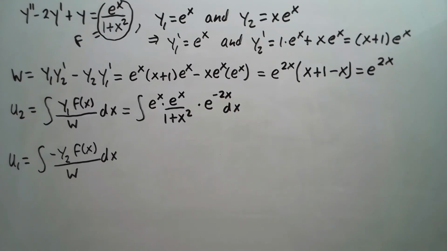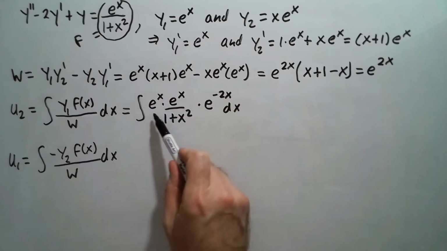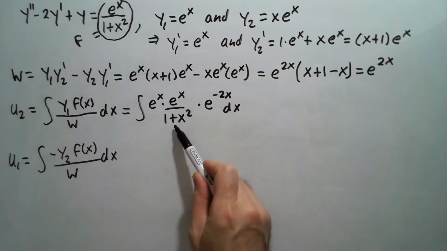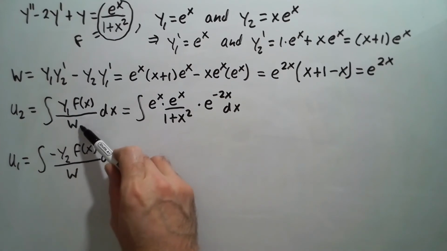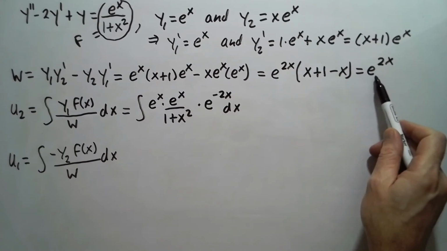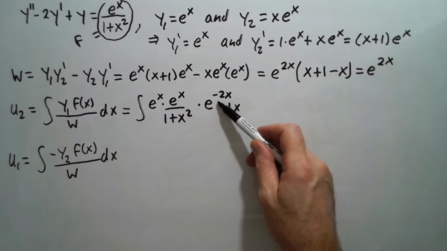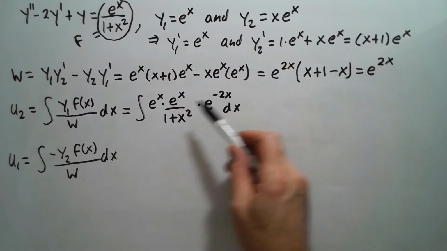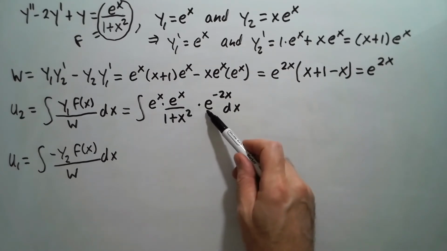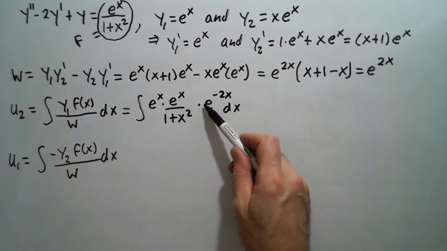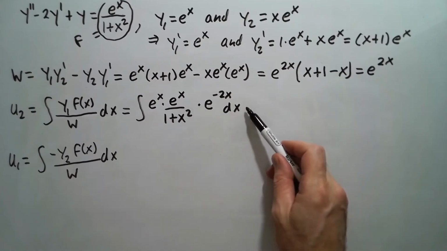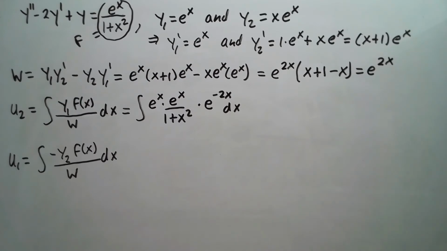So plugging in, we have our y1 is e to the x here. Then our f is this, which I have here, divided by our Wronskian. The Wronskian's this, so when you divide by it, you can make it a negative exponent, which I've done here. Then you have e to the x times e to the x, which would be e to 2x, times e to the minus 2x, which would be e to the 0, so it'd be just 1. So it looks like it's going to reduce to the integral of 1 over 1 plus x squared.